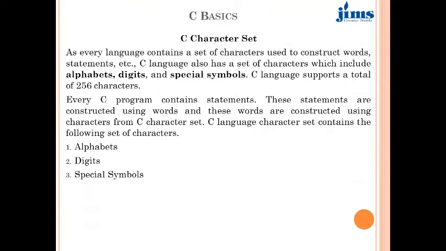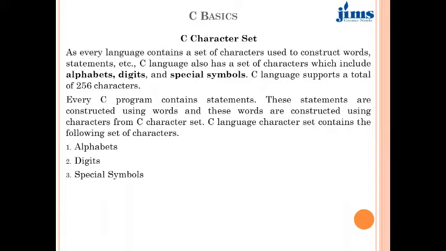Every language contains a set of characters used to construct words, statements, etc. C language also has a set of characters which include alphabet, digits, and special symbols. C language supports a total of 256 characters. Every C program contains statements. These statements are constructed using words, and these words are constructed using characters from the C character set.